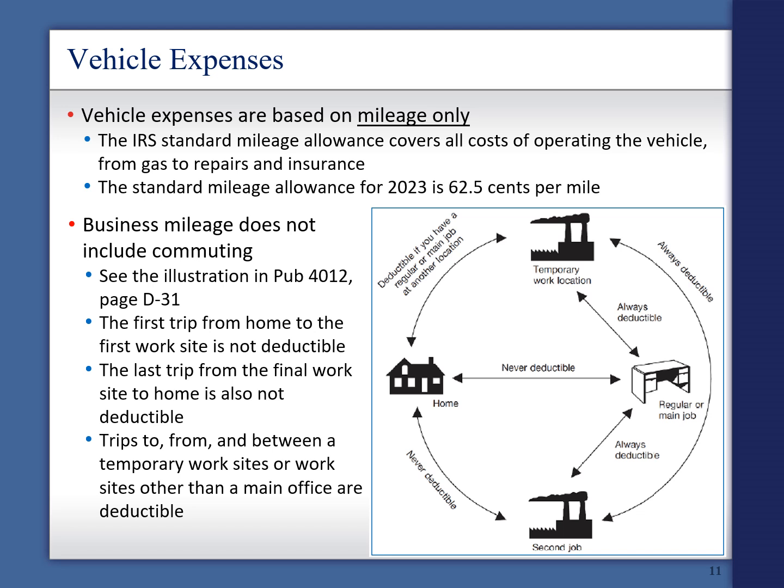TaxSlayer has blocks for business miles, commuting, and other miles. Only the business miles are important, but commuting and other miles should be recorded if available. This illustration on Publication 4012, page D31, can be used to explain allowable mileage to the client.